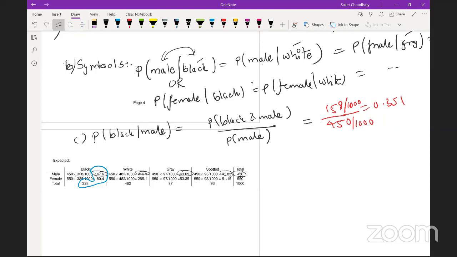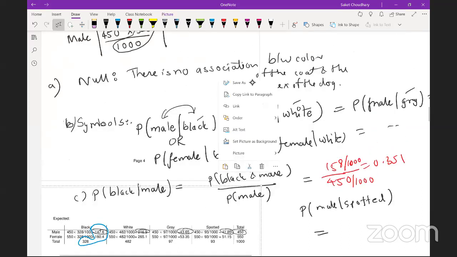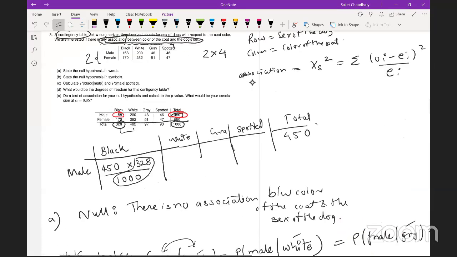And if you do understand, let's try to solve the other part, which is the probability that your dog is male given the dog is spotted. Okay, how do we get this?